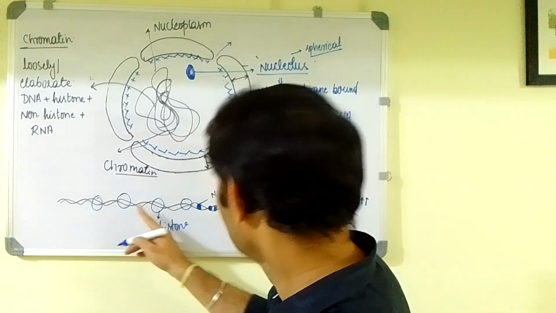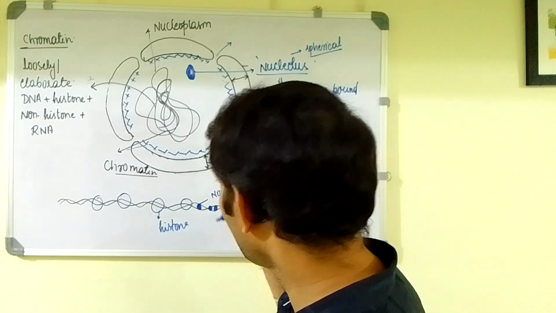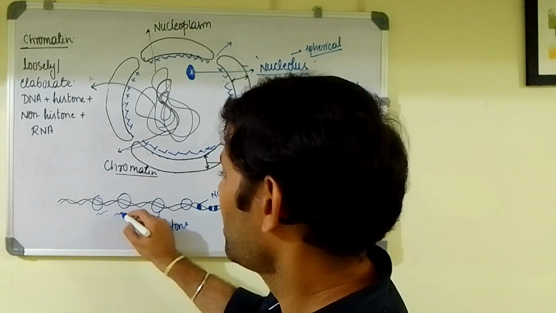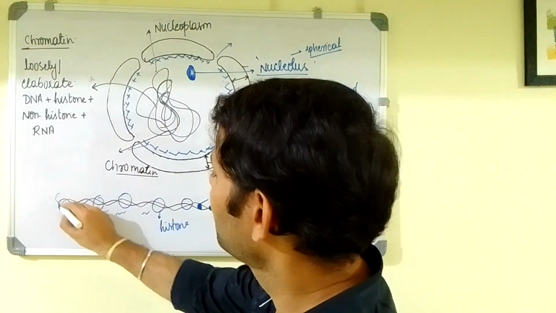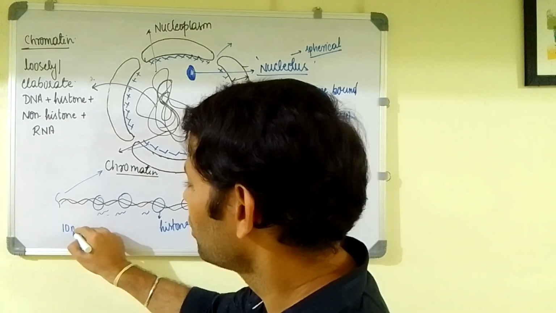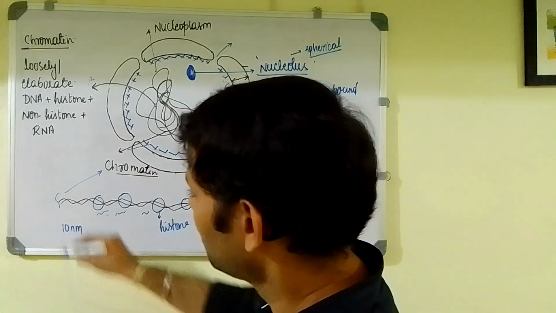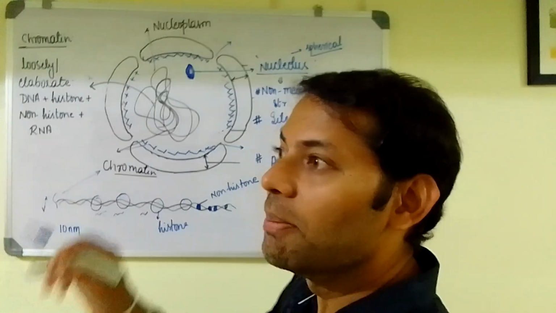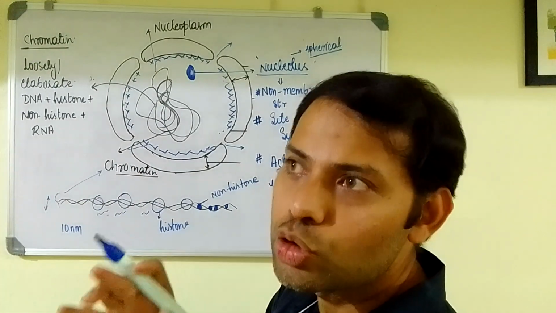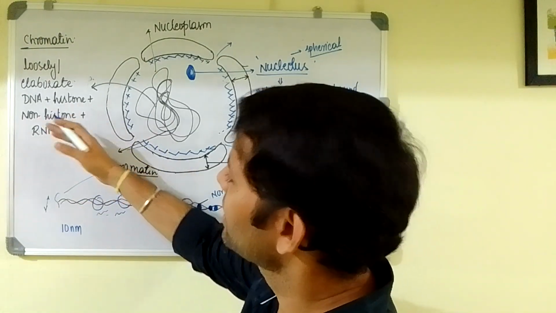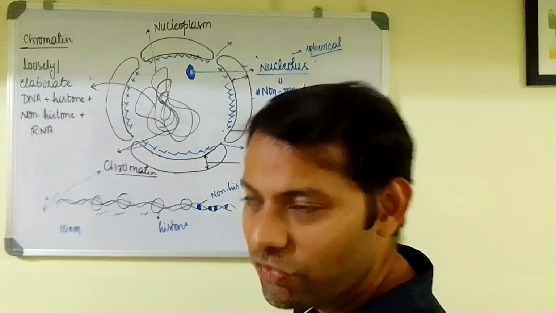So DNA along with histone proteins, along with non-histone proteins, and RNA together you call it what? Chromatin. Usually chromatin is a 10 nanometer fiber. Diameter is usually going to be how many nanometers? 10 nanometers. Basically DNA is a 2 nanometer fiber. So when it is getting associated with histone proteins etc., it is a 10 nanometer fiber.